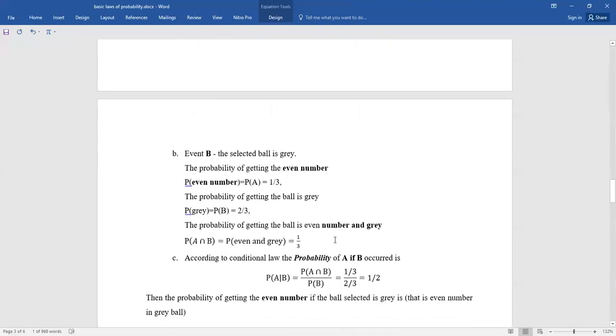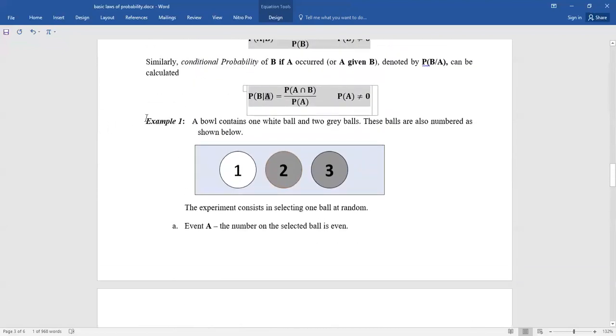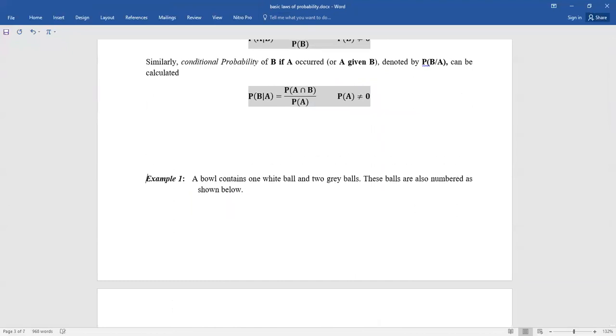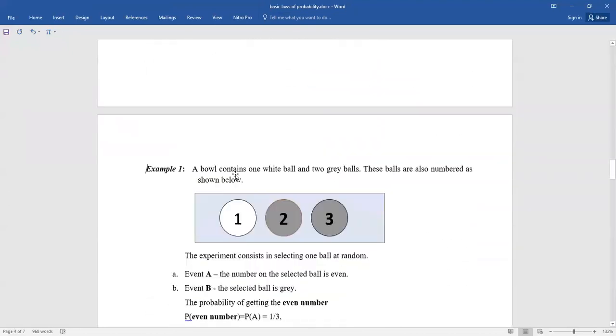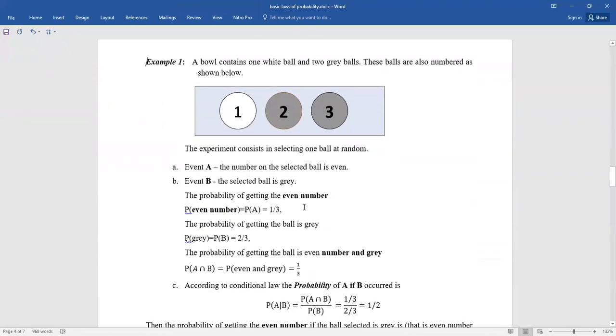So, the probability of getting the even number ball. If you see, the question is a little easier. Let me do it. So the probability of an even number ball: there are 3 balls and the even number ball is only one, the ball with number 2.